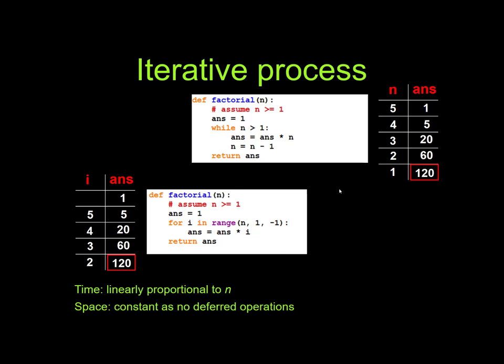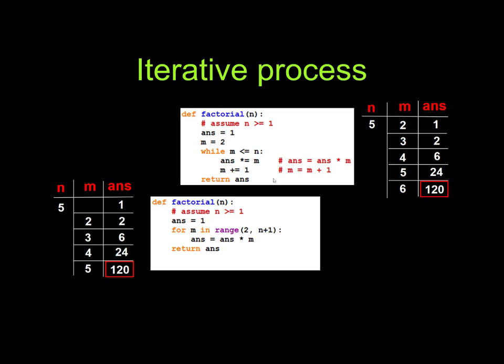Whereas the space for this program, it uses only the answer, so this is constant space, so there are no deferred operations as in the case of a recursion. Same here, it only uses answer and i as variables, so the space requirement is only constant. So in comparison, the time taken for this iterative process is the same as that for the recursion version. But space-wise, it is only constant and thus better than the recursion version.